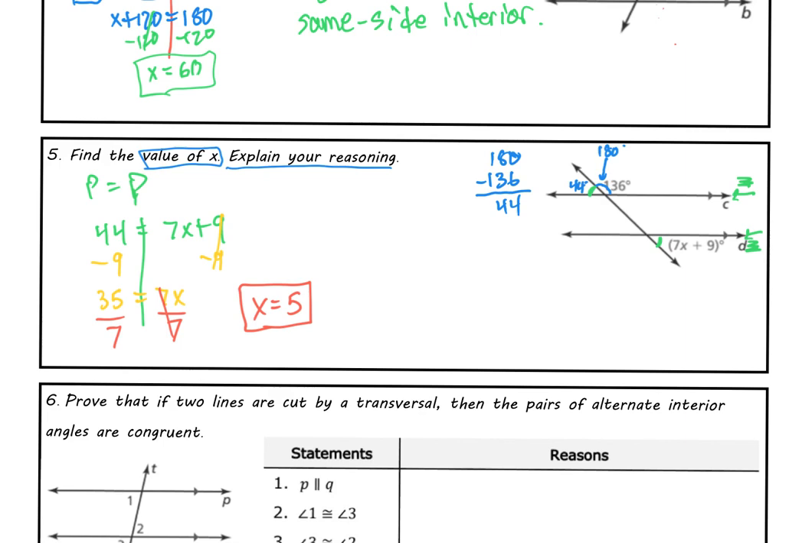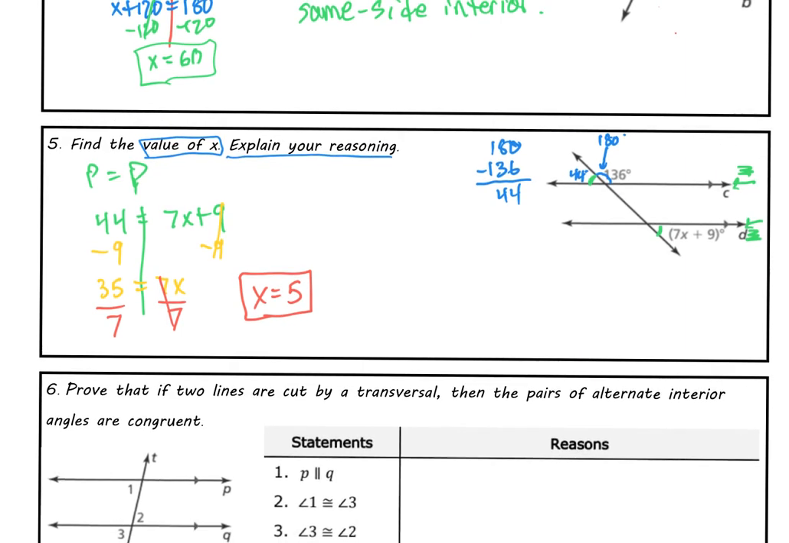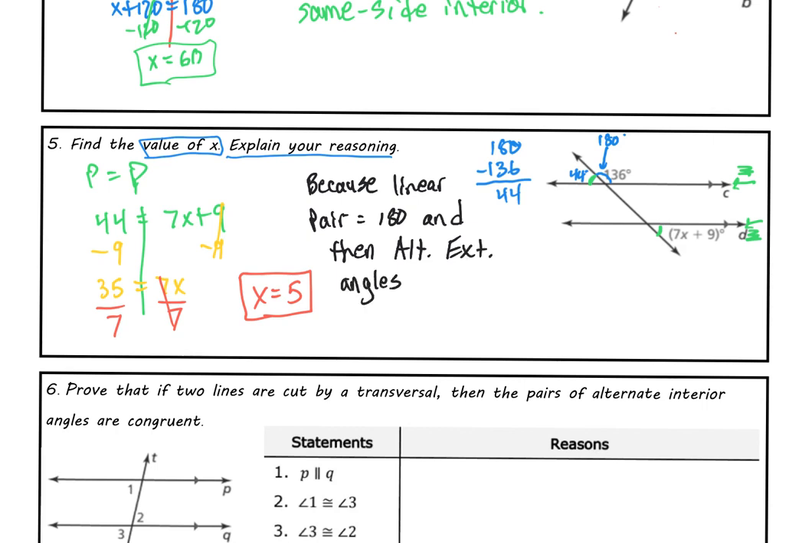Good. And let's move on to the last one now. Last problem here. Oh, we didn't explain our reasoning. Good point. So my reasoning here would be, because the first thing we did was we used linear pair, right? Because linear pair equals 180. And then alternate exterior angles are congruent. So there's our reasoning for that one.